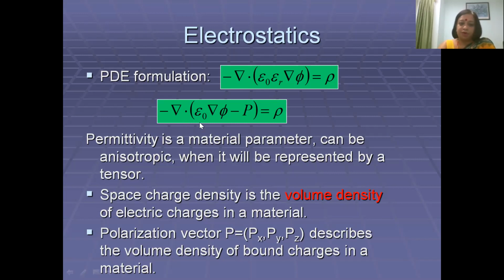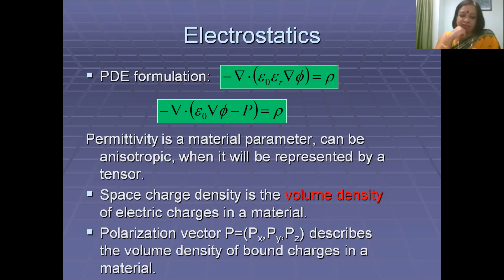One of them is the permittivity of free space. That's not a material parameter, but it is the permittivity of vacuum. When you work with a material, you have epsilon r, which is a material parameter. It is a scalar quantity because we are going to consider in this course only isotropic and homogeneous materials, but it can also be anisotropic. If it were anisotropic, it would have to be represented by a tensor. This is not something that I am going to cover in this course, but you can take it up for your term paper.